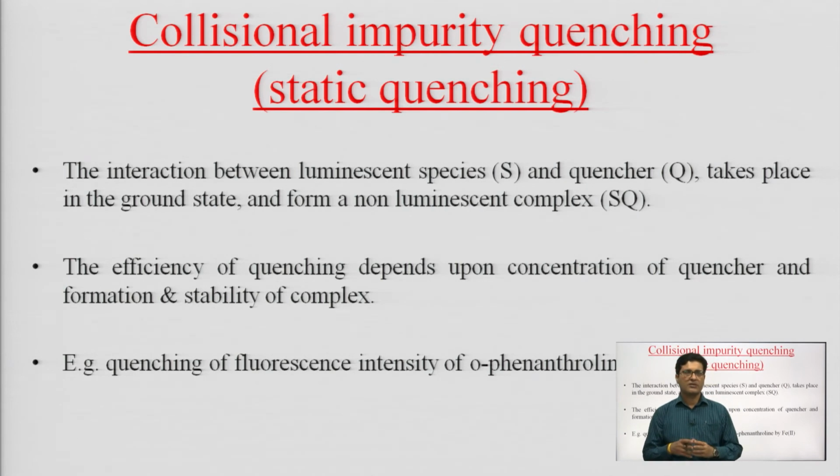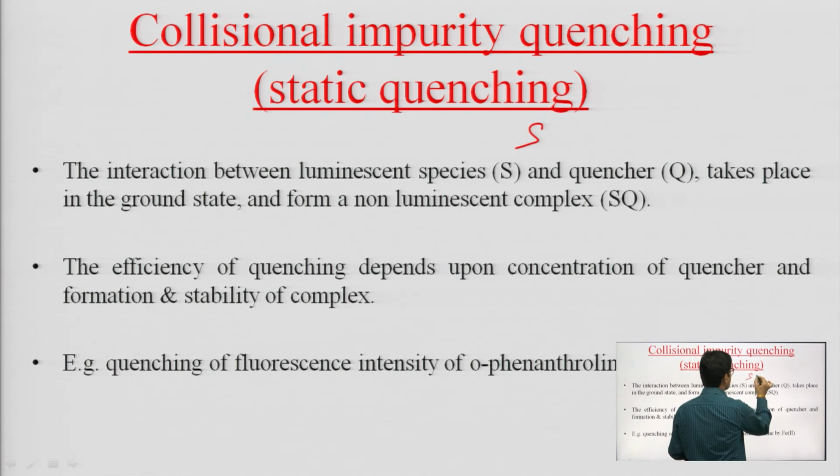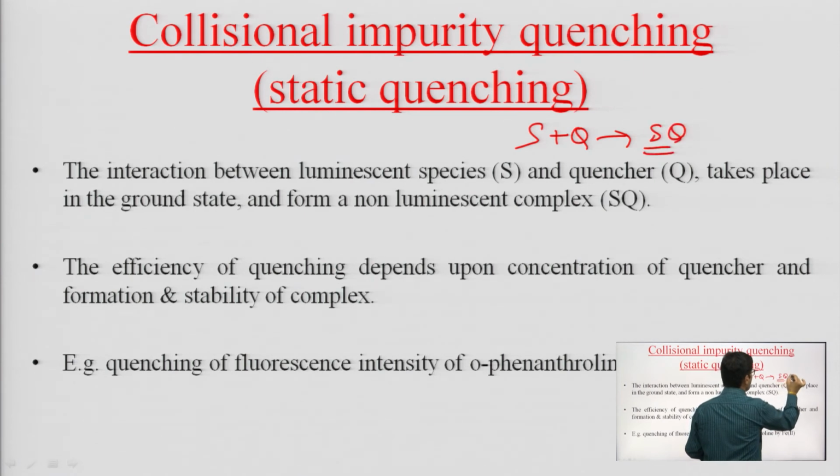So, in this type the interaction between the luminescent species, the compound that is showing the fluorescence, and the quencher, which can generally be any impurity, takes place in the ground state and it forms a non-luminescent complex. Suppose you have a fluorescent species S that reacts or interacts with the quencher and it makes a complex SQ. Now, this SQ complex is non-fluorescent.